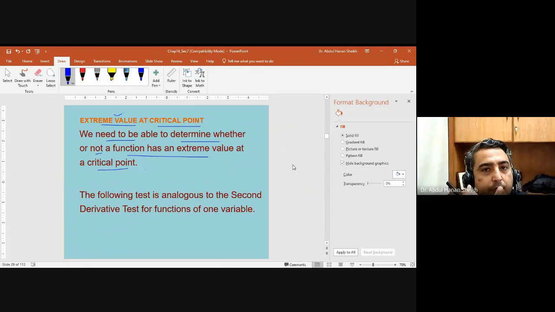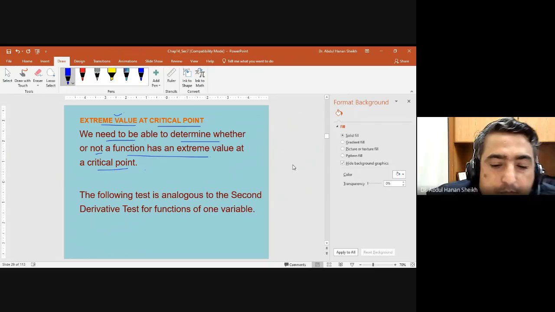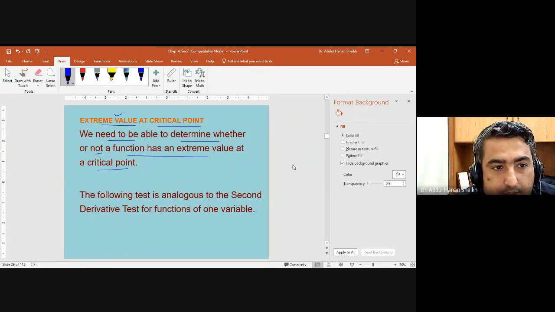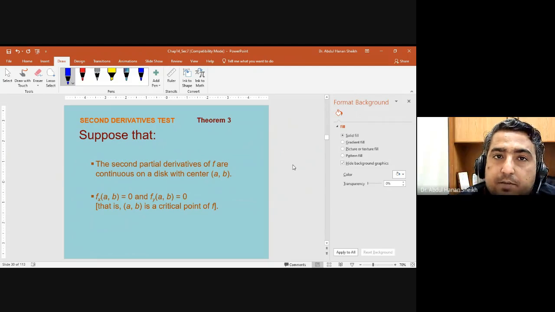But this is a theorem, a well-settled result, which gives the criteria. Finding a critical point is easy: you just find the partial derivatives, equate them to 0, and you get the point. But next is how to check if it is an extreme point. Extreme means minimum or maximum, or it can be neither. So this is the test, and it is called the second derivative test.